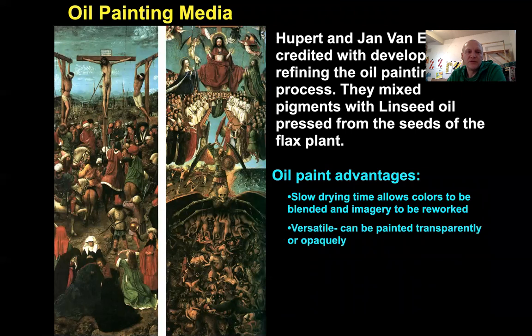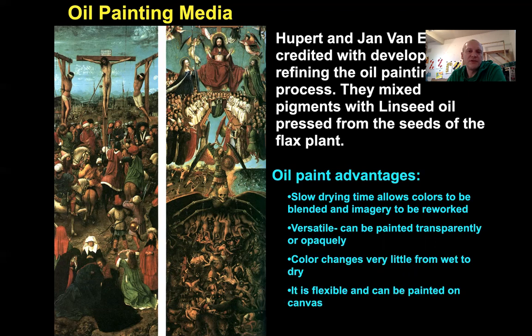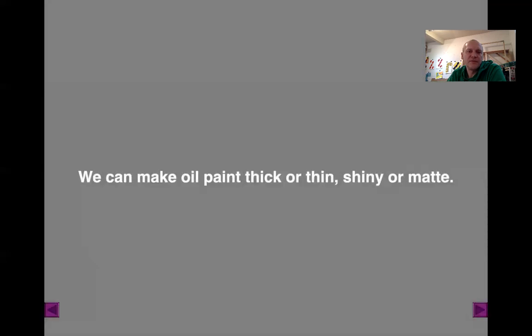Can be painted really transparent or really opaque. And the color, this is important, the color changes very little from when it's wet to when it's dry. So the vehicle and the binder are really stable in that sense. When it gets shiny, it stays looking shiny when it dries. If you knock it down a little bit to make it matte, it stays matte when it dries. Again, it's flexible. You can paint it on canvas. Make it thin, shiny, thick, or matte.